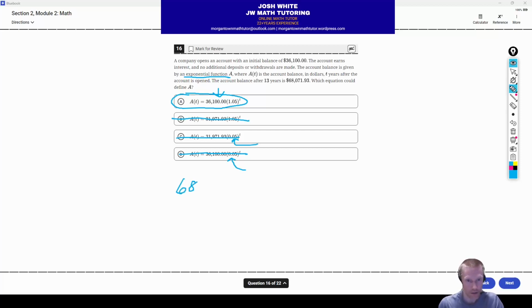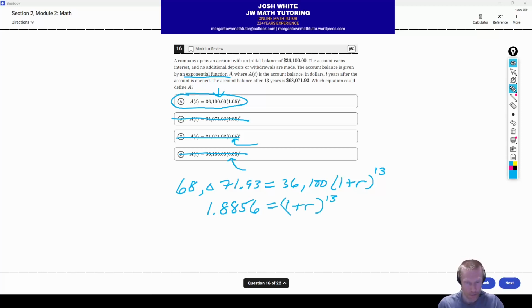So you know that the amount after 13 years is $68,071.93, and that's going to be equal to the initial amount times 1 plus r to the t, but t is 13 because we're looking at 13 years. And then we're just going to solve this for r. So you divide both sides by 36,100 and you get 1.8856, kind of rounded off, equal to 1 plus r to the 13th power.